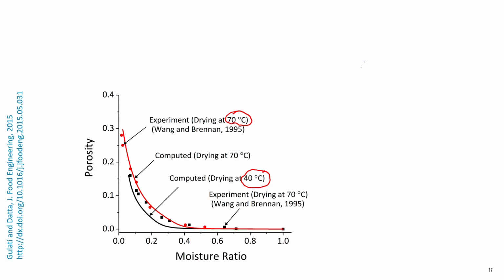At higher moisture levels, here the material is rubbery and it can shrink. So the volume can collapse by the same amount as the moisture loss. That is, all the lost volume is replaced by the remaining material, so the porosity does not develop.